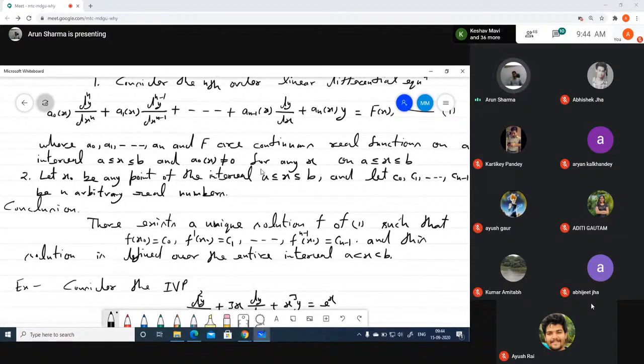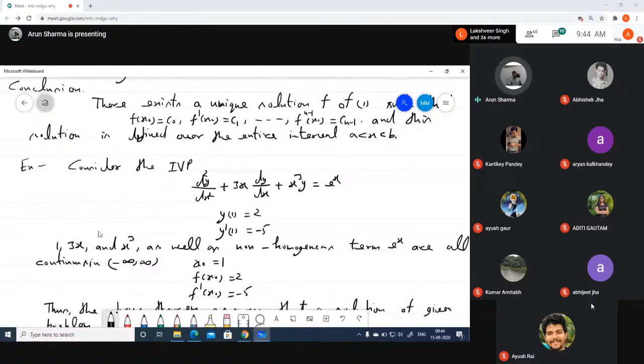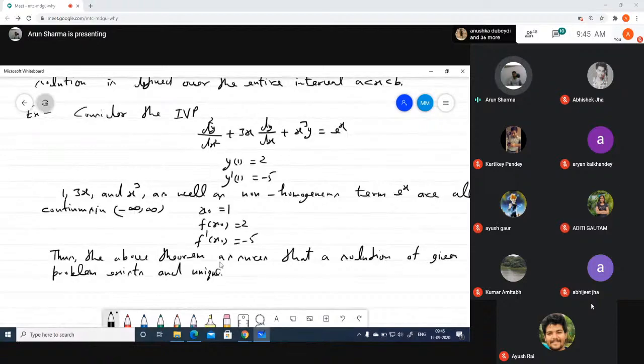So what is the conclusion then? There exists a unique solution f of 1 such that f(x0) equals this and f dash x0 equals this. So first we verified that 1, 3x and x cube and the non-homogeneous term e^x are all continuous in minus infinity to infinity, and there is a point 1 in between minus infinity and infinity, with initial values f(x naught) equal to 2 and f dash x naught equal to minus 5. Thus the above theorem assures that a solution of the given problem exists and is unique.